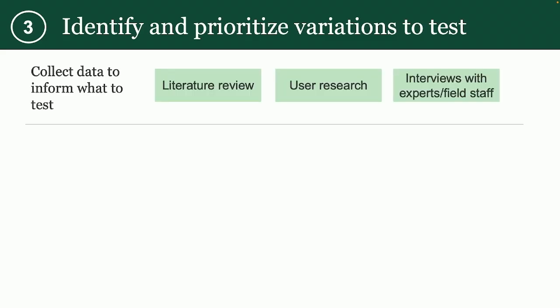And then thirdly, try and find the variations that are most likely to win. Here I think it's good to draw on the mistakes that other people have made, to learn from the hits and the duds that have gone before. That means looking at the literature. Doing user research can also be a really helpful way of coming up with ideas for variations, and also input from both experts as well as field staff who are experts in their own right.